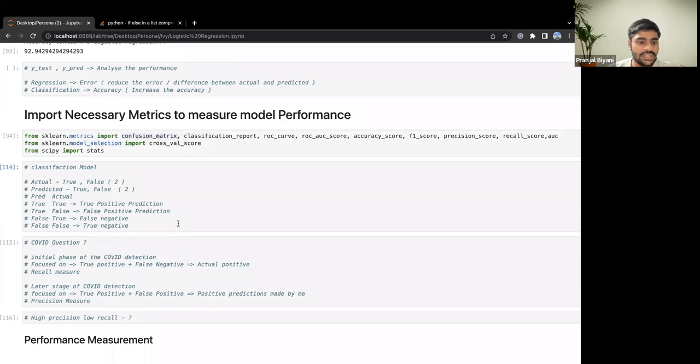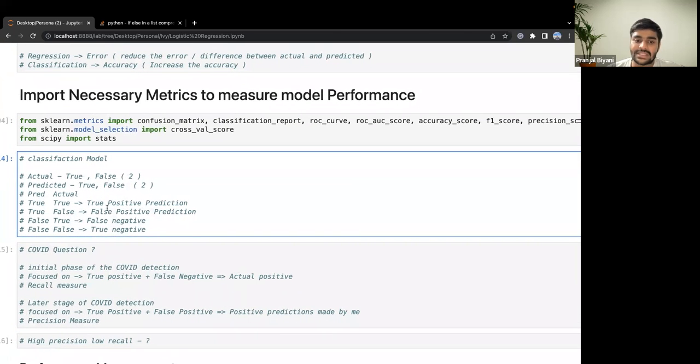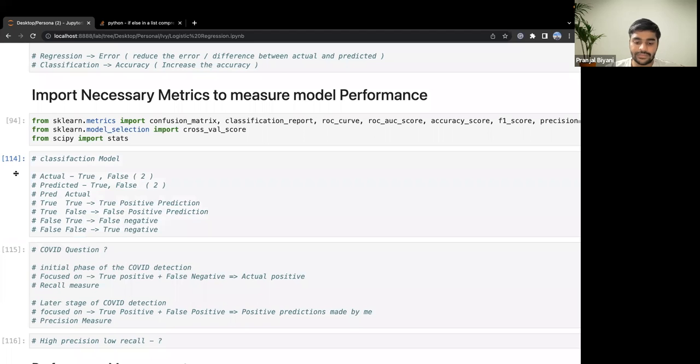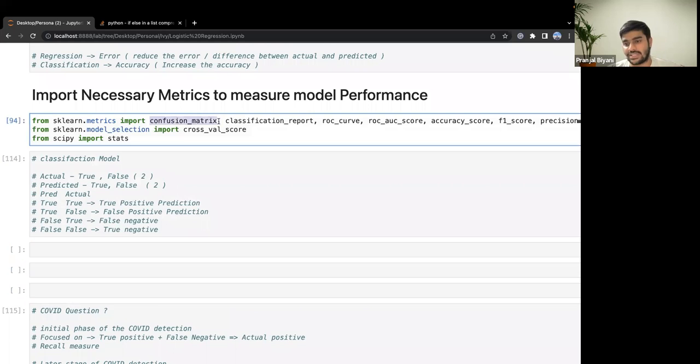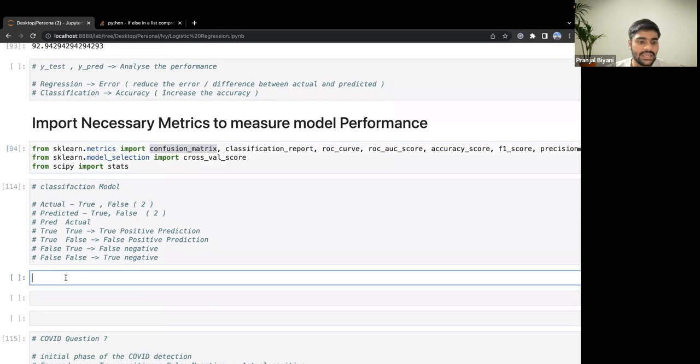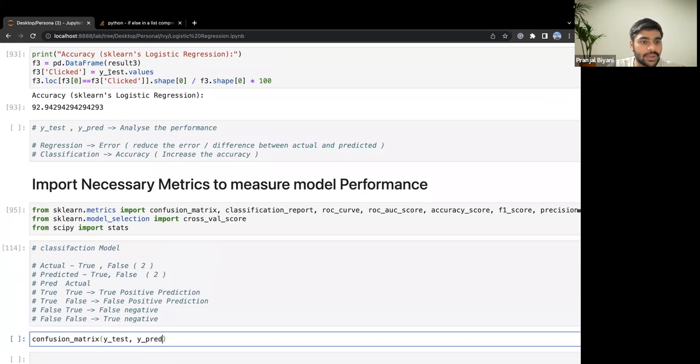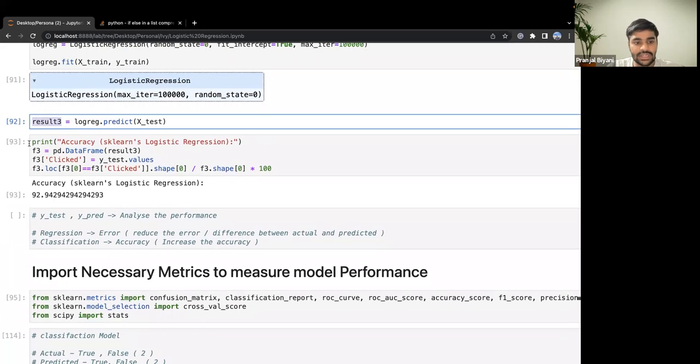First thing, in a classification model, does everyone remember us discussing true positive, false negative, true negative? That is what the confusion matrix gives us. If you want to use the confusion matrix, you can pass the y_test and you can pass the y_pred, whatever you are getting from the prediction result.